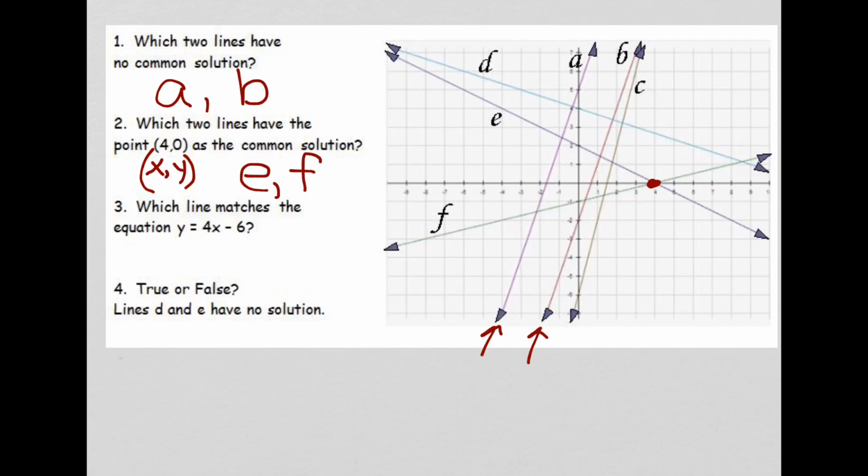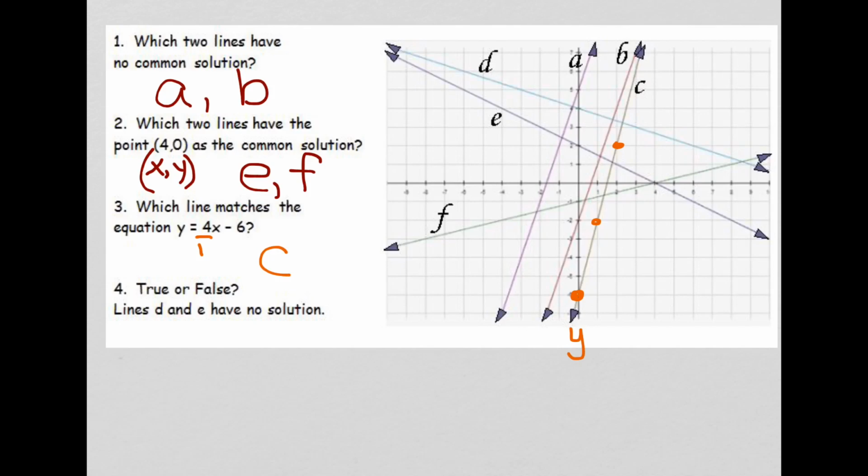All right, which line matches the equation y equals 4x minus 6? Well, we're going to have a y-intercept of negative 6, which means we're going on the y-axis to negative 6. That would be right here. And let's just make sure, does it have a slope of 4 over 1? 1, 2, 3, 4, 1. There you go. All those points fit on there. It's line C.